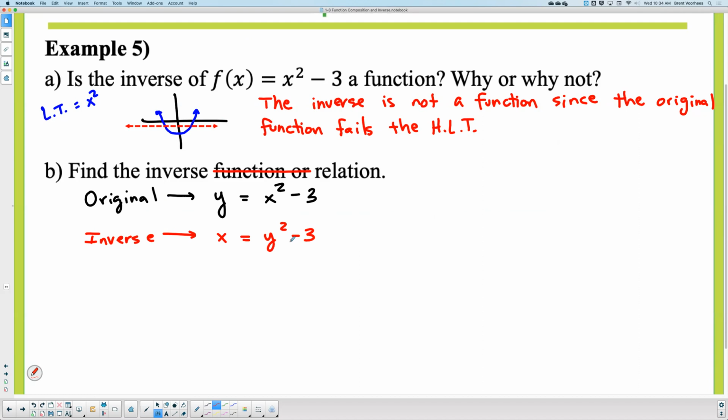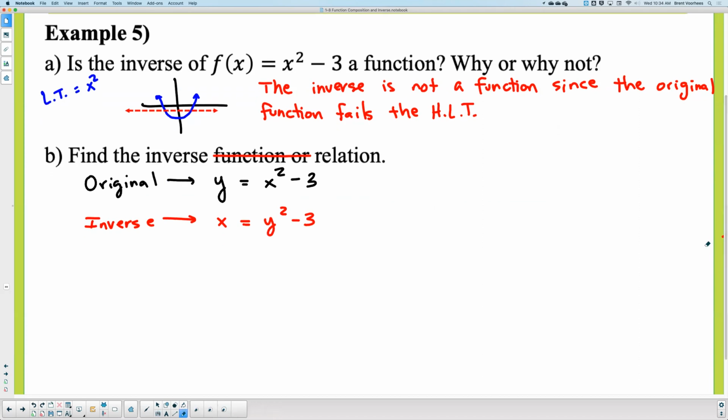It said improper form. That's not what they call it. I'm lost on the word. It'll come to me in a second. But we have x equals y squared minus 3.